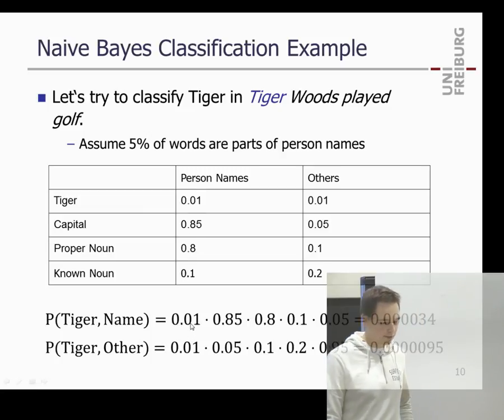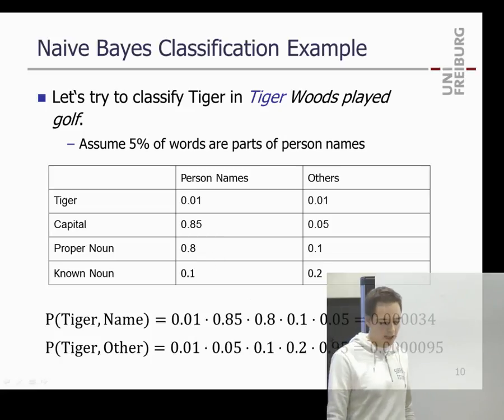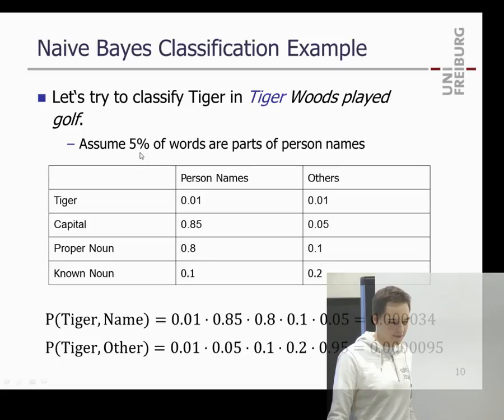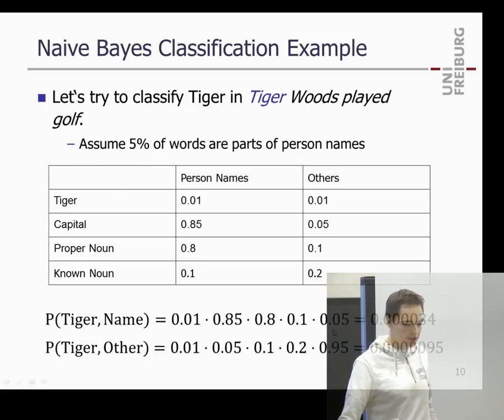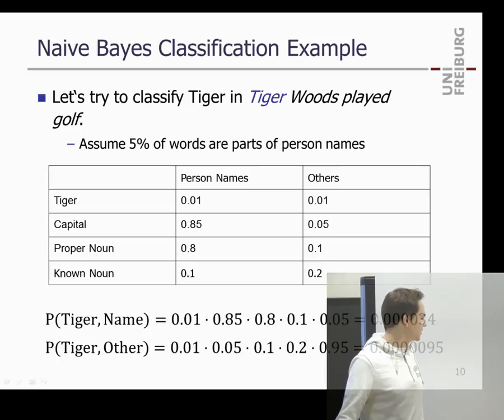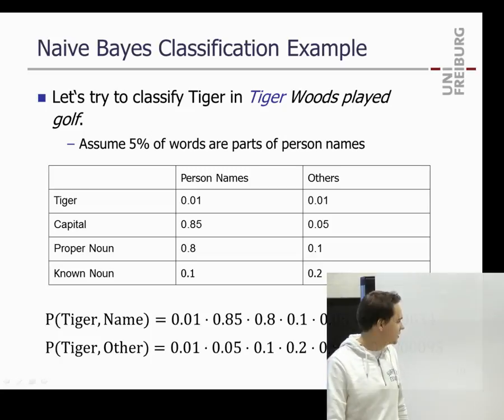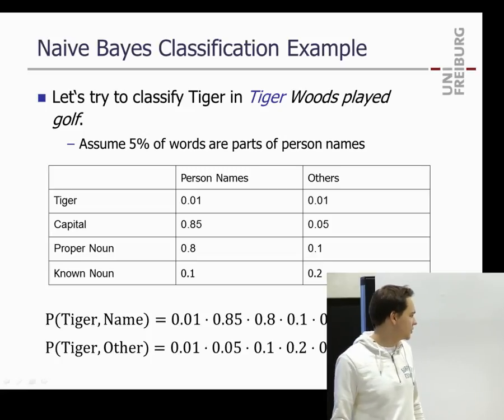We get 0.01 times 0.85 times 0.8 and so on. And we multiply with these 5% at the end. That's the total chance that any random word is a name. And then we get this value. When we do the same for the other class, we multiply these values and we multiply it with 95% at the end. And we get this value. And you see that this top value here is bigger. It has one zero less.